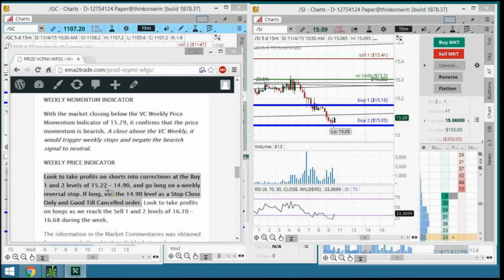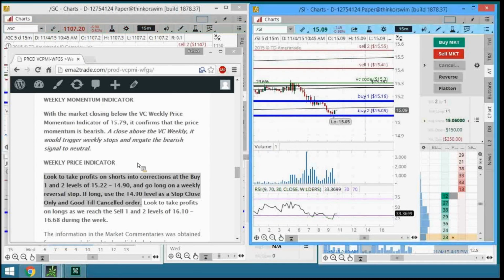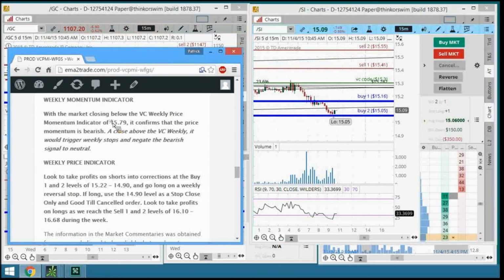The market closing above 1522, or on the weekly is 1522. The daily is 1516, would activate the next higher level above, which is the mean for the day, which is 1530. And a move above 1530 would activate the sell 1 and sell 2 levels. And on the weekly, it would activate basically the mean of the week, which is 1579.